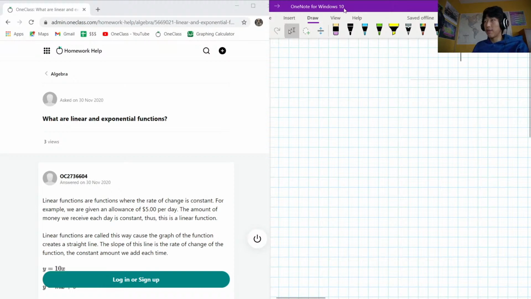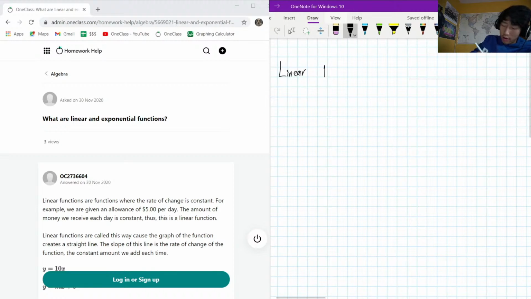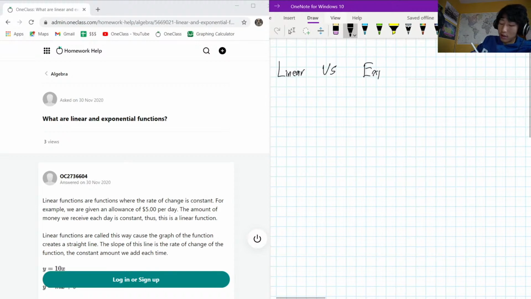Okay, so here we have the next question on the menu today, and the question is asking us linear versus exponential functions. Okay, so for linear functions, these are characterized by an always constant growth rate. Maybe instead of saying growth rate, because it could be shrinking, it could be an always constant shrink rate, always constant rate of change.